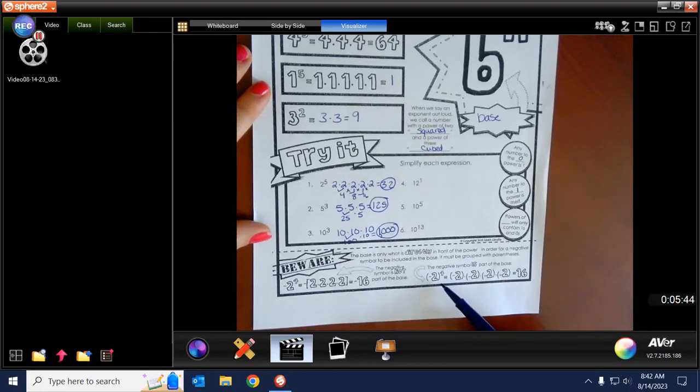Then you have the -2 to the 4th power. Well, the way it's set up, the negative number is in the parentheses, so it is actually included in the base. So this is -2 times -2 times -2 times -2, which will equal positive 16. So if it's not included in the parentheses, it's applied after. If it is included in the parentheses, it's part of your base.